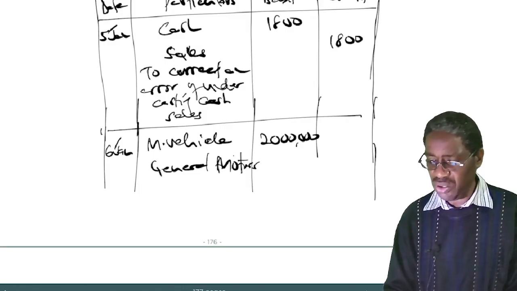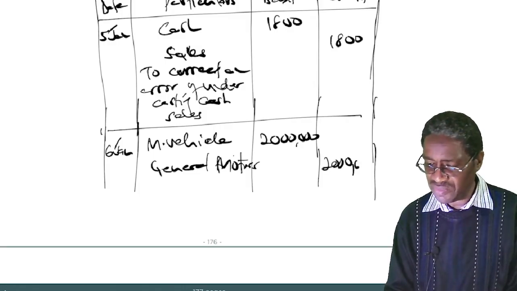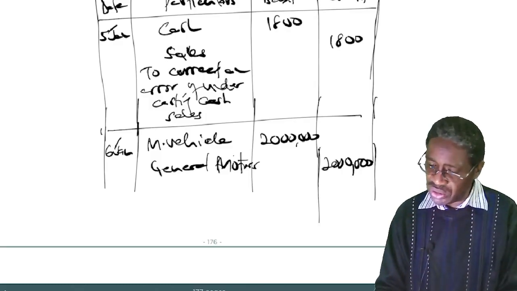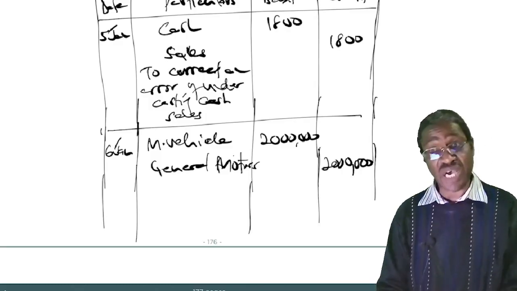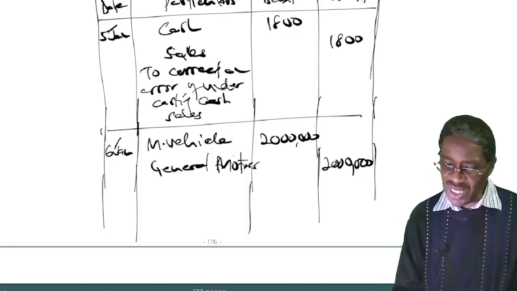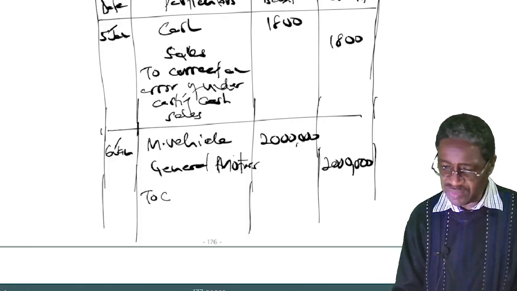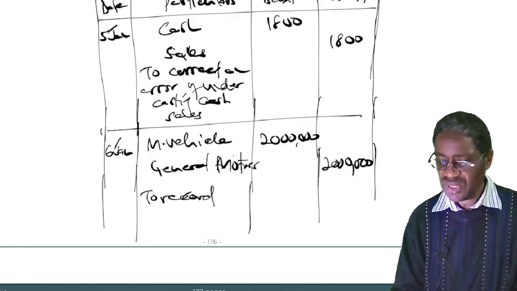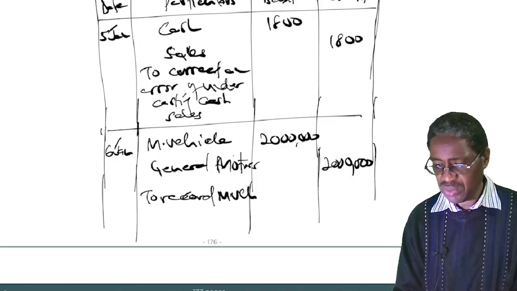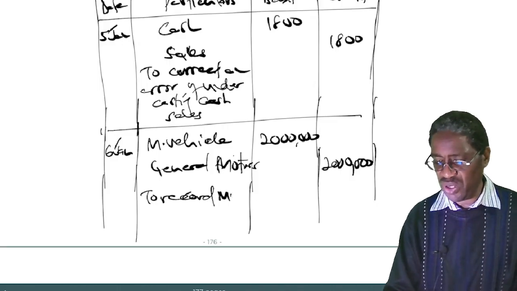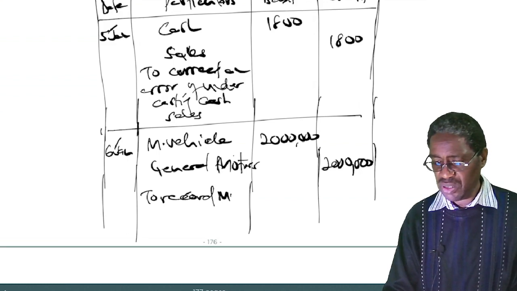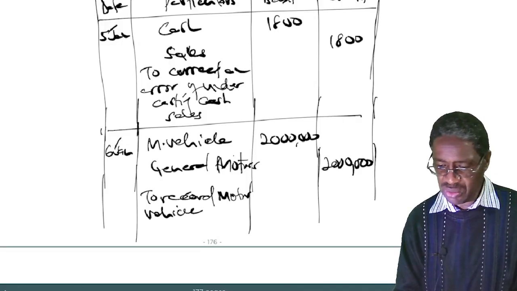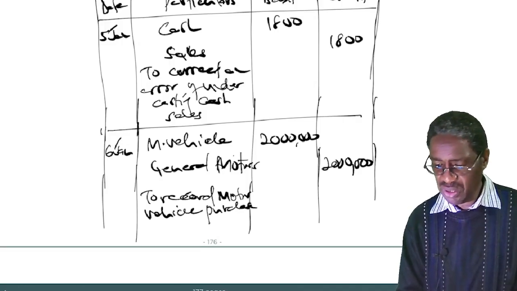How much? On the credit column, put 2 million. Then I've said, every journal must have a narration. Every journal must have a narration. So here you can say, to record motor vehicle. To record motor vehicle purchased on credit.